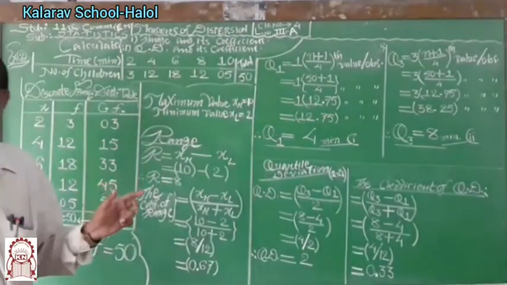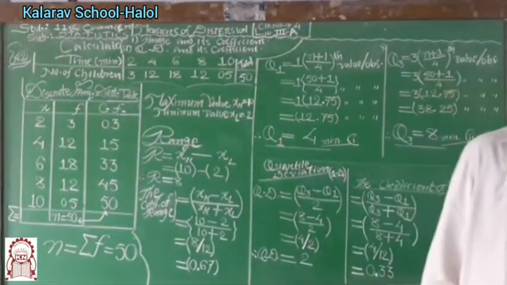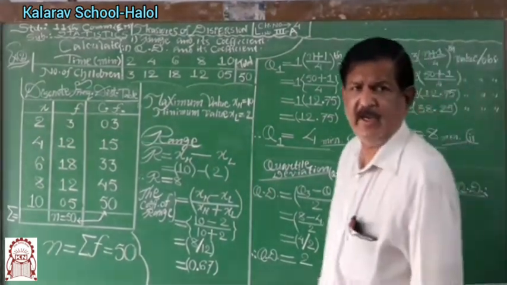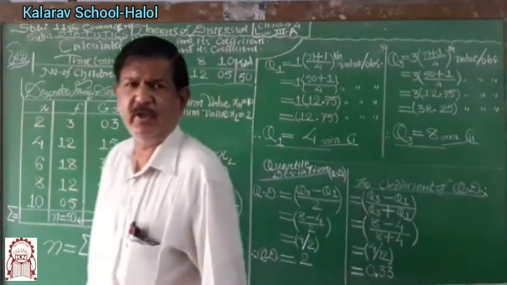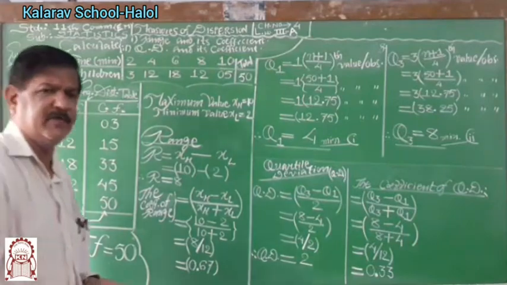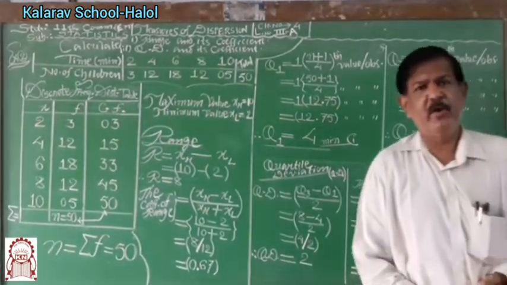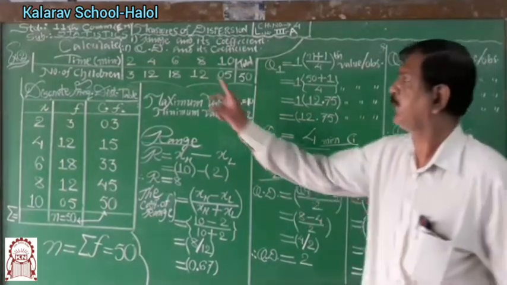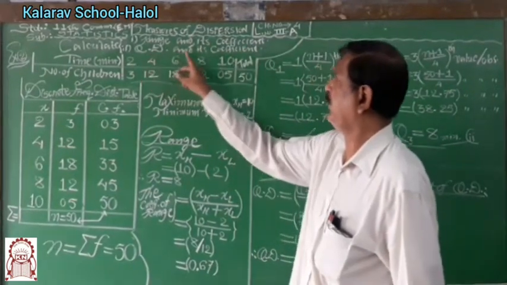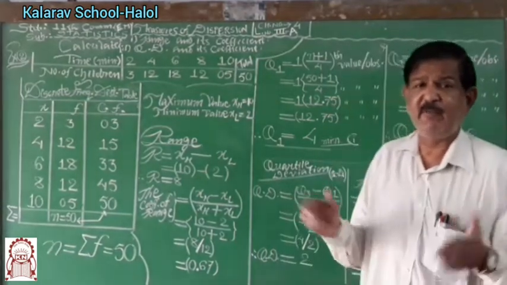Measures of dispersion, Chapter 4 in statistics. Last time we studied range, the coefficient of range, quartile deviation, and the coefficient of quartile deviation for ungrouped data or individual data series. In this lecture, we are going to study the same measurements, but the distribution is a little different.